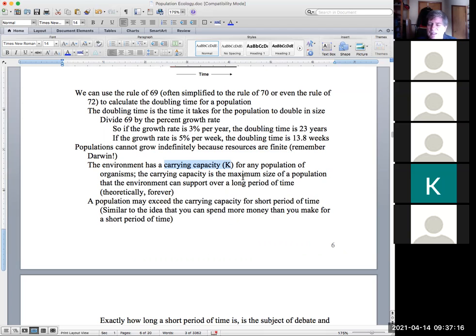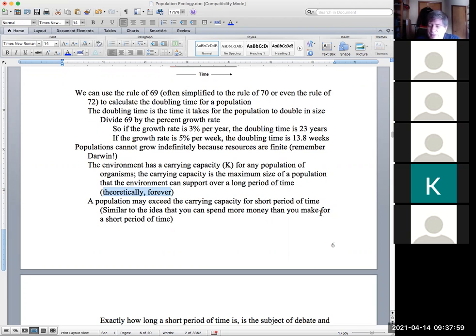So the carrying capacity is the maximum size of the population that the environment can support for a long period of time. How long? Well, theoretically, forever. Now notice, from a practical standpoint, guess what? You can't do an experiment and see what the carrying capacity is forever. You'll never finish that experiment. So because of this, among some other reasons, the carrying capacity is very difficult to measure. In fact, the carrying capacity is the hardest concept in ecology to measure.